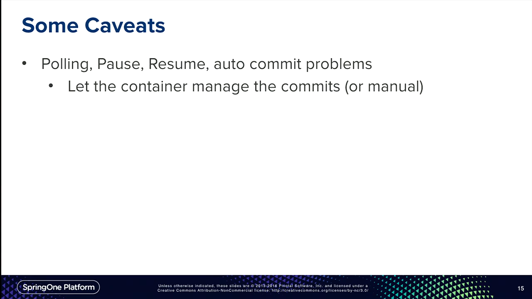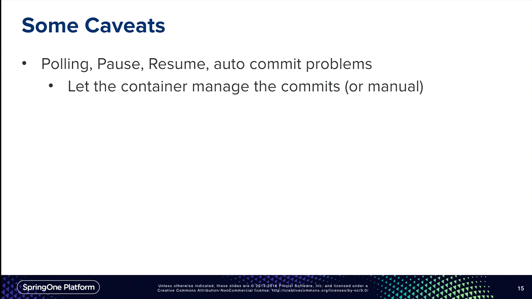Because it means that the consumer thread gets the message, hands it over to the listener, and then goes back into the poll, which does the auto commit. So now you're going to commit before that listener is actually processed. So auto commit is a bit of an issue, to be honest. So we generally recommend not using auto commit and let the container do the commits, or do them manually yourself.